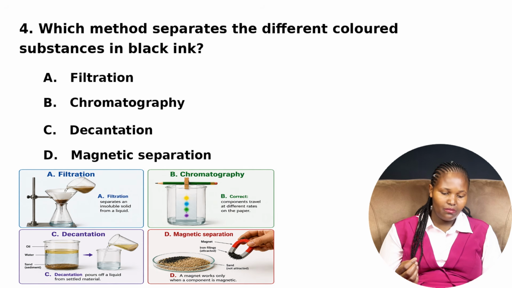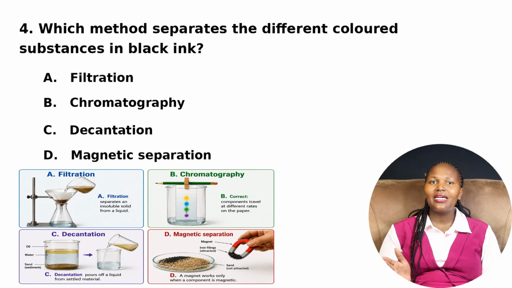Then option D, magnetic separation. A magnet works only when a component is magnetic. So we may have something that is magnetic and another one which is not magnetic. In that case, a magnet will work very well because you just pass over a magnet and it is going to attract the component that is magnetic. And then with that, you are going to be able to separate them.